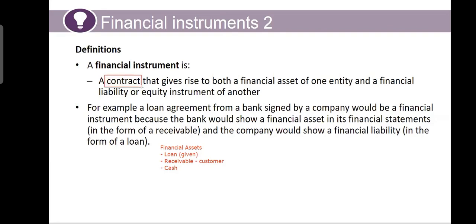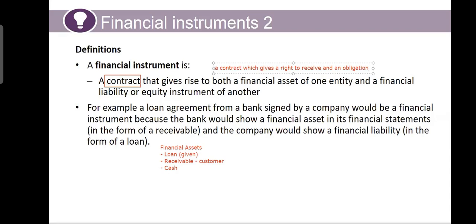One is a contract, and the other, it has a right to receive and an obligation to pay. A right to receive and an obligation to pay, which gives rise to both a financial asset of one entity and a financial liability of another entity. I would rather write it down like this: a contract which gives a right to receive. I'm using the words a right to receive. Receive what? I will explain, but it is a right to receive and an obligation to pay.